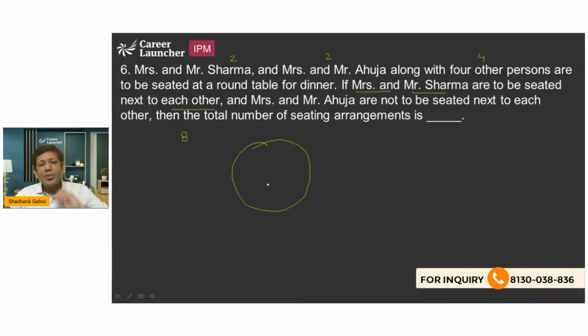So the first underlying concept here is: if n people are sitting in a circle, they can be seated in (n minus 1) factorial ways. If n people are sitting in a row, the total arrangements are going to be n factorial. If n people are sitting in a circular arrangement, the total arrangements are going to be (n minus 1) factorial.